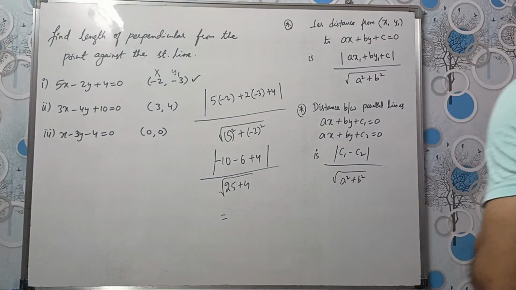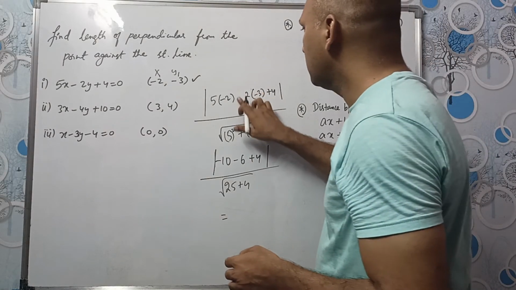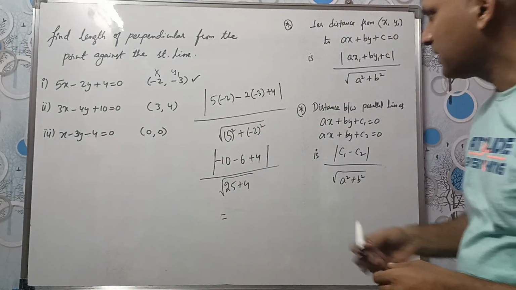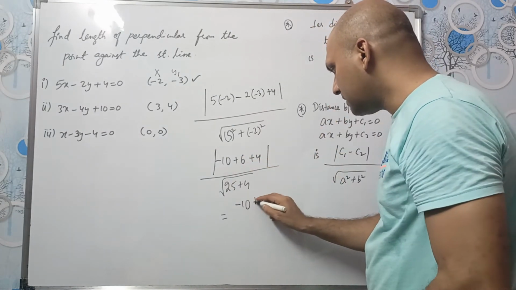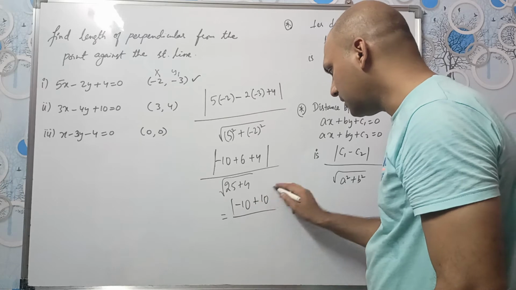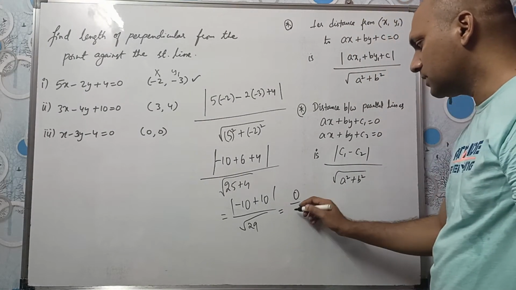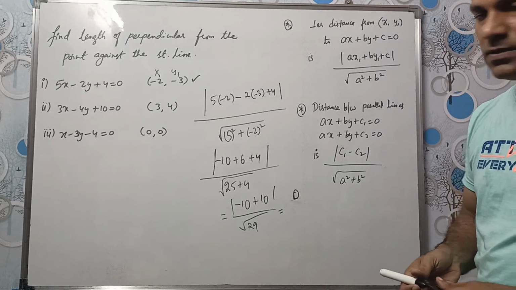Wait, I made some mistake. The line is 5x minus 2y plus 4 equal to 0, with the point minus 2 and minus 3. Yes, the question is correct. Sorry, here you see, minus is there, I wrote plus. So this will become plus 6. So minus 10 plus 10 divided by root 29. Minus 10 plus 10 is 0. 0 by anything is equal to 0. Now the perpendicular distance is 0.